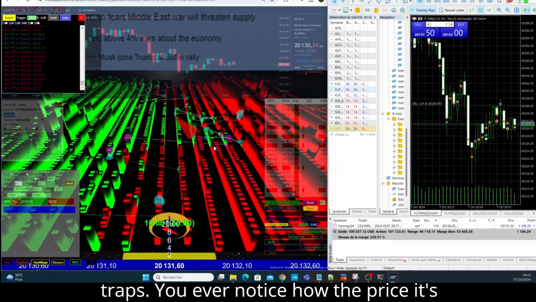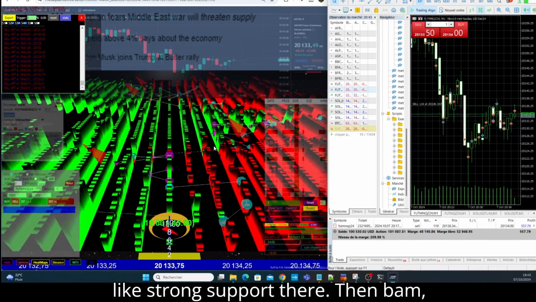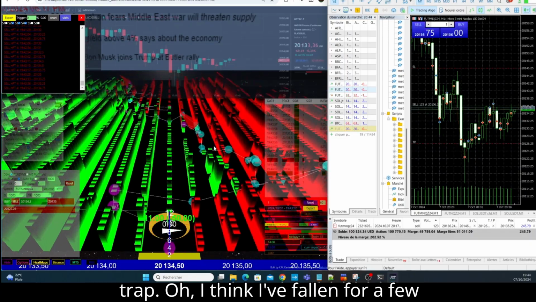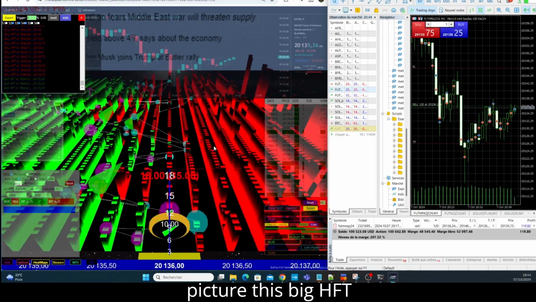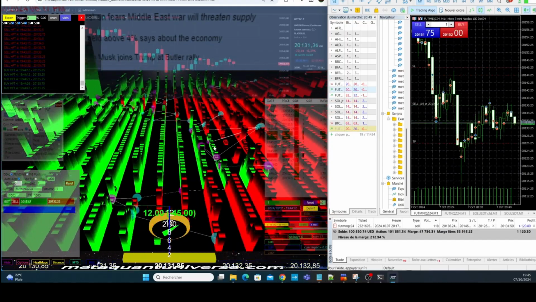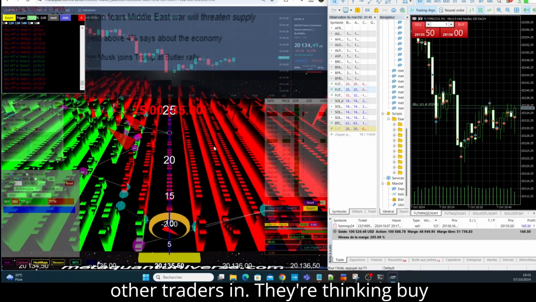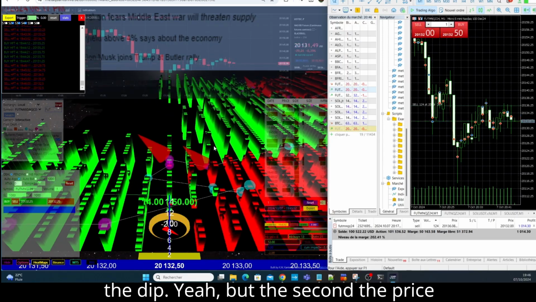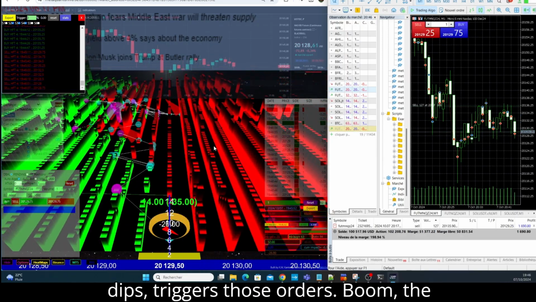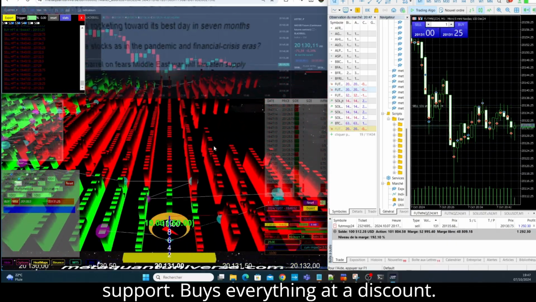Let's talk liquidity traps. You ever notice how the price is bouncing off a certain level? Yeah, like strong support there, then bam, it breaks through and plummets. Could be a trap. Oh, I think I've fallen for a few of those. What's actually going on? So picture this. A big HFT algorithm places a huge buy order right below the current price. Creates this illusion of support. Lures other traders in. They're thinking, buy the dip. But the second the price dips and triggers those orders, boom, the algorithm cancels theirs, pulls back the support, and buys everything at a discount. It's brutal.